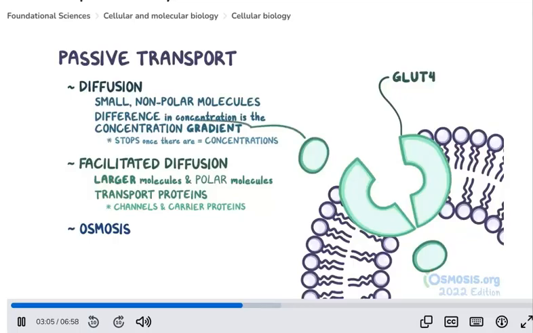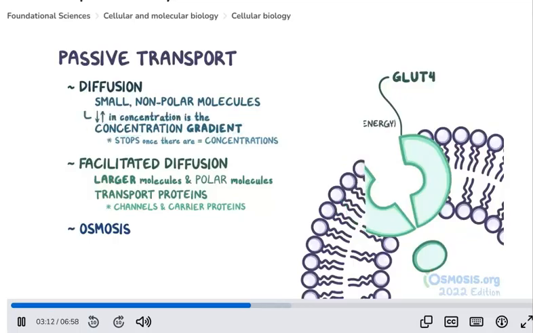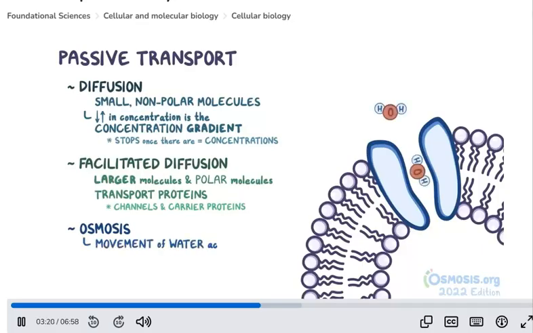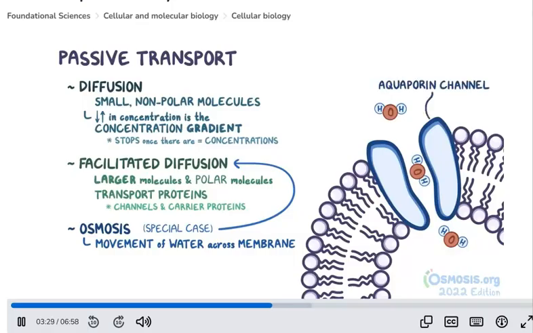Since glucose is moving down its concentration gradient, this requires no energy. Finally, there's osmosis, which, in addition to being an awesome company that explains medical topics really clearly, also describes the movement of water across the cell membrane. It's a special case of facilitated diffusion, because water uses channels called aquaporins to move across the membrane.